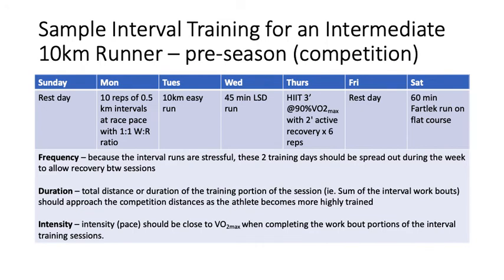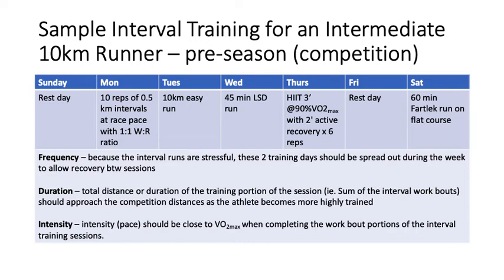Here's another example of a sample interval training program for an intermediate 10-kilometer runner. Again, this is the preseason, pre-competition season. So Sunday would be a rest day. Monday, 10 reps of half-kilometer intervals at race pace with a 1-to-1 work to rest ratio. Tuesday would be 10K easy. Wednesday, 45 minutes of long, slow distance.